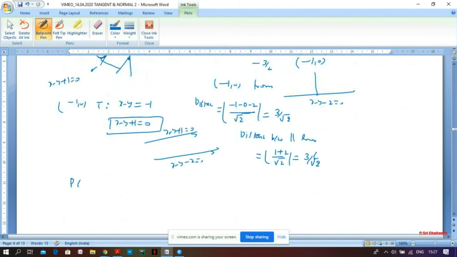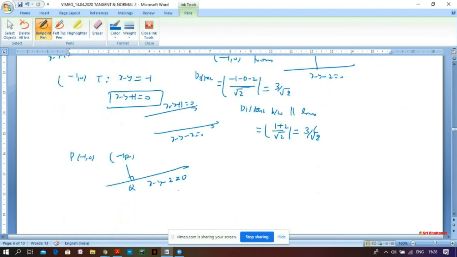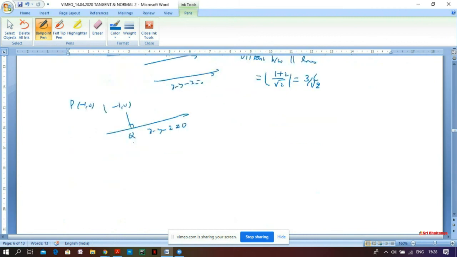So point P is (-1, 0), and what is Q? I also want Q such that the distance is minimum. So this Q is nothing but the foot of the perpendicular from P on this line. Let me write x minus y minus 2 equal to 0. This is the line, and P is (-1, 0). You want to find the foot of the perpendicular.